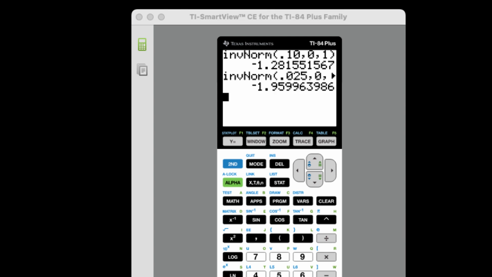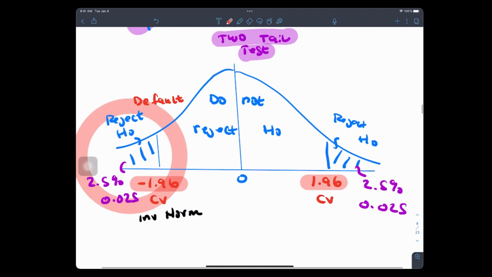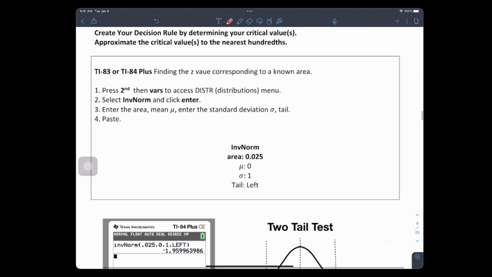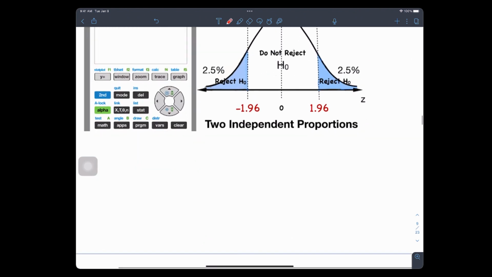Negative what? Negative 1.96 to the nearest hundredth. So this is going to be negative 1.96. But there's two critical values, positive 1.96. Make sure you put both critical values in your two-tailed test. Okay, you guys okay with that? All right. And of course, I went through the information for you guys there in the notes.